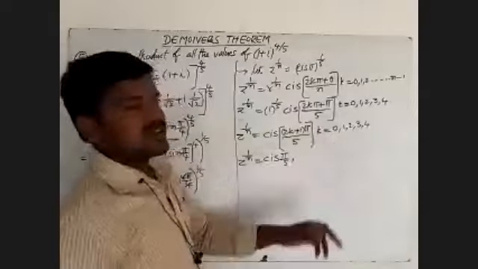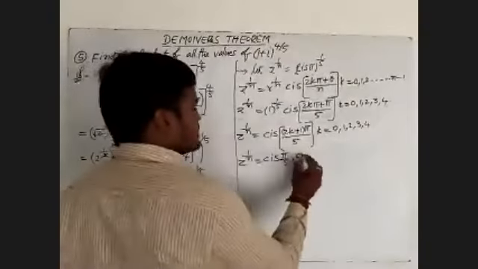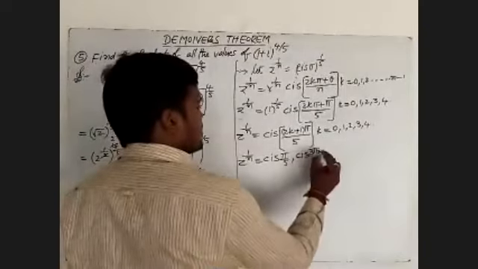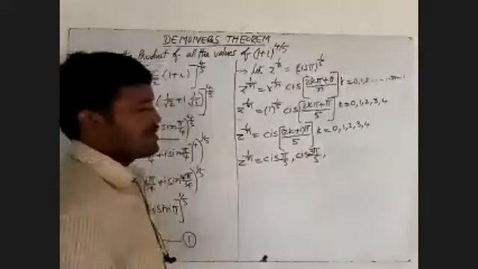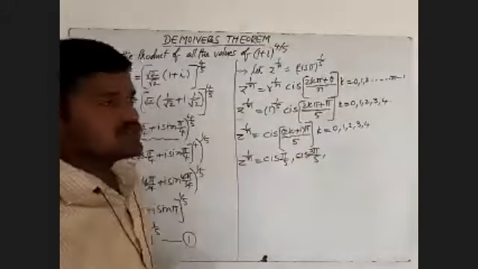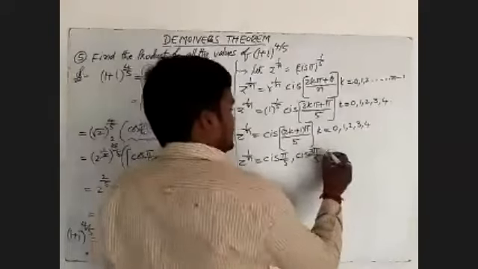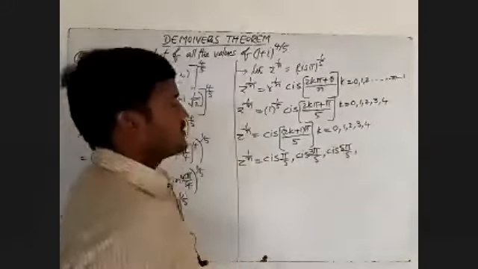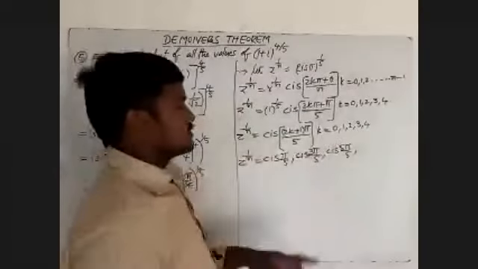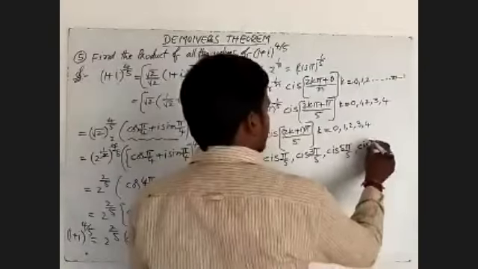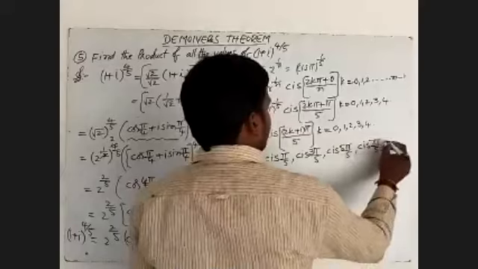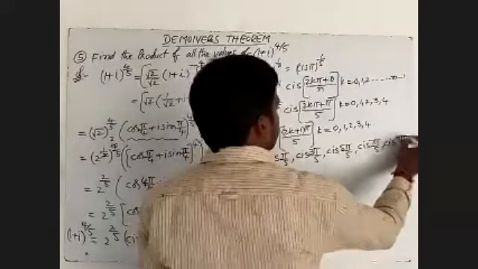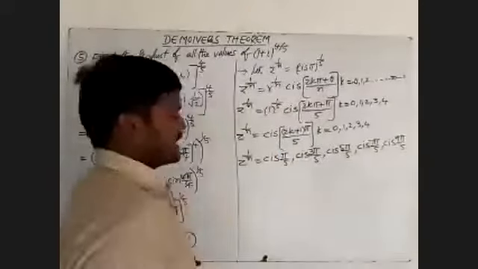Next we will take k equal to 1: 2 times 1 is 2 plus 1 is 3, so I write cos of 3 pi by 5. Next we take k equal to 2: 2 times 2 is 4 plus 1 is 5, so I write cos of 5 pi by 5. Next we take k equal to 3, so I write cos of 7 pi by 5. Finally, we take cos of 9 pi by 5.